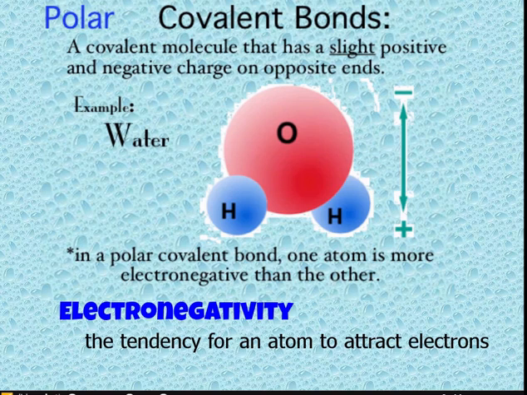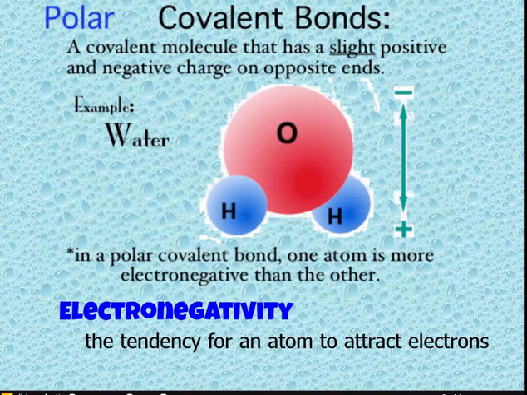In a polar covalent bond, one atom is more electronegative than the other. Well, what does electronegative mean? Electronegativity is the tendency for an atom to attract electrons. Basically, I like to imagine it as oxygen is a little bit stronger than hydrogen. So oxygen hogs the electrons more than its fair share of the time.